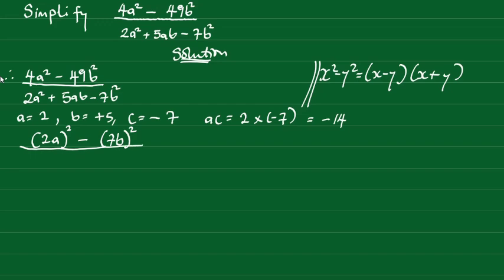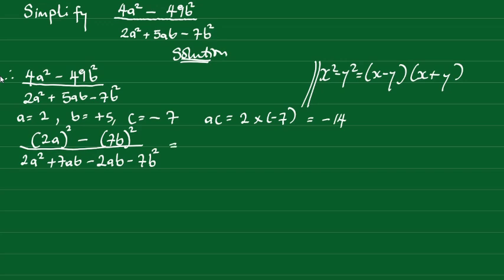divided by, at our denominator, we have 2a squared, plus 7ab, remember plus 7ab, minus 2ab, minus 7b squared.